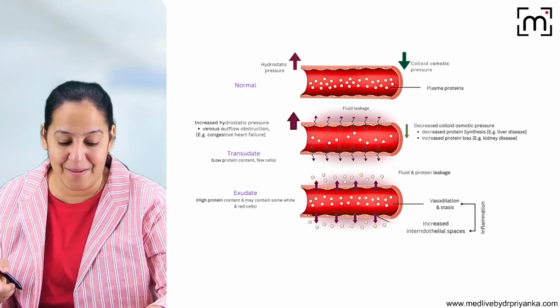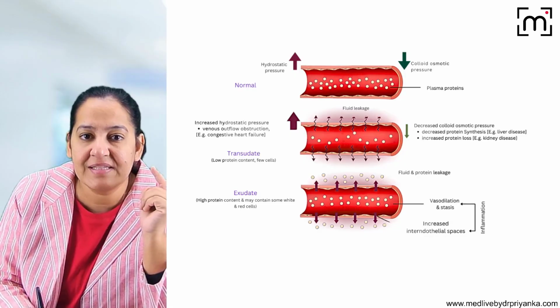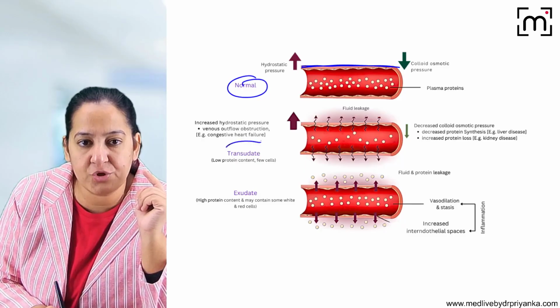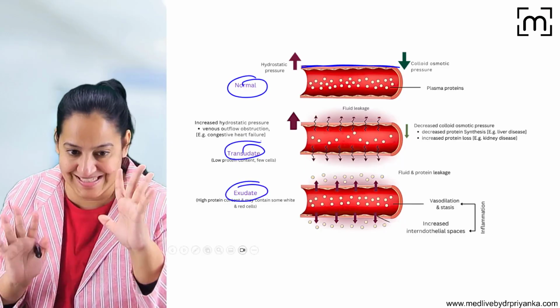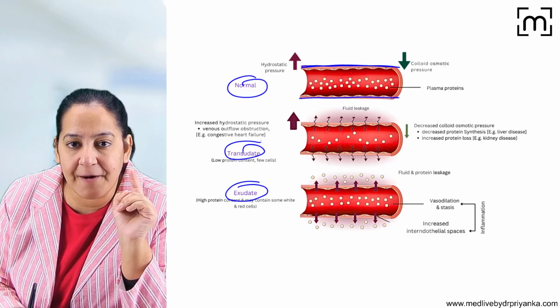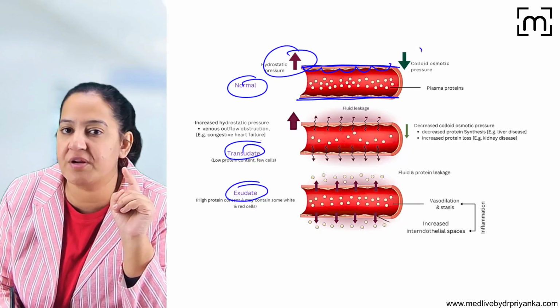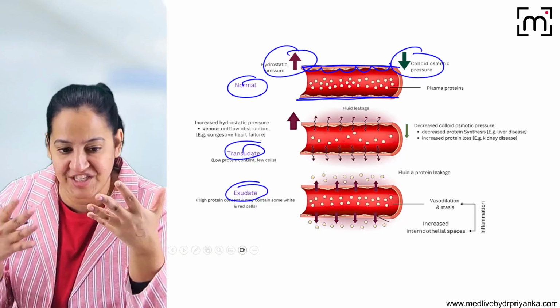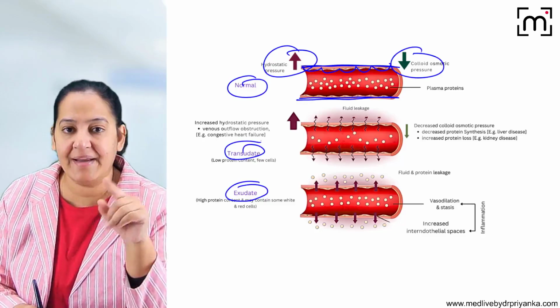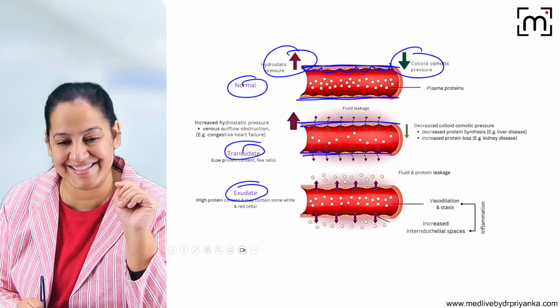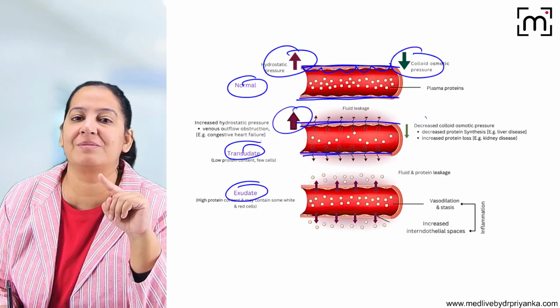Now see the 3 diagrams. Please, everyone on the screen, concentrate. See, the first diagram is normal. This one is showing transudate. This one is showing exudate. Please understand now. In the normal, you can see the lining is continuous. The lining of the capillary is continuous and outward pressure is equal to inward. They cancel each other out. There is no edema. In the second diagram, still the lining is continuous. But outward pressure is more than inward.